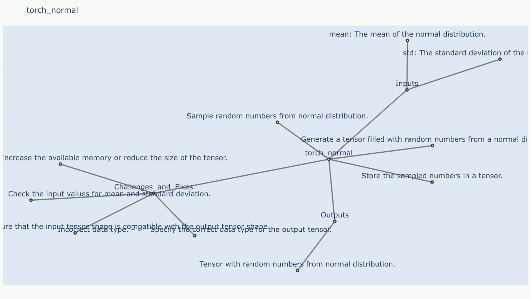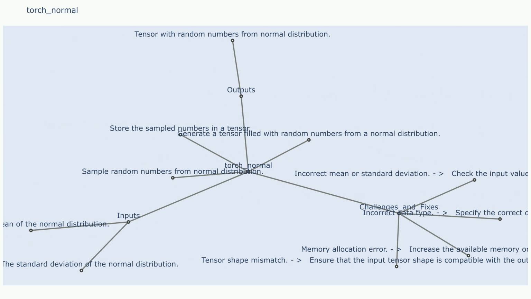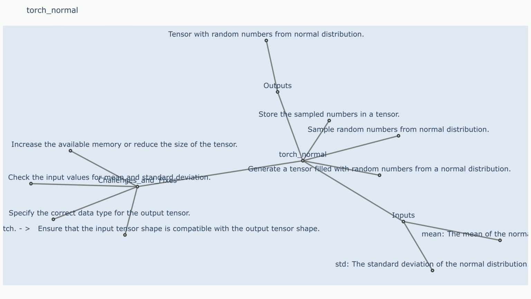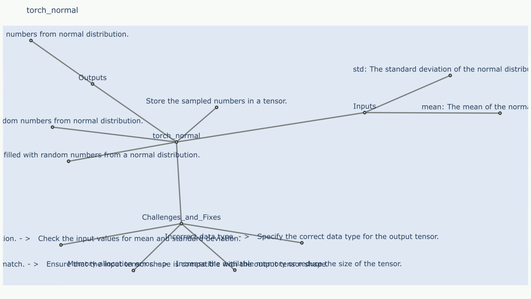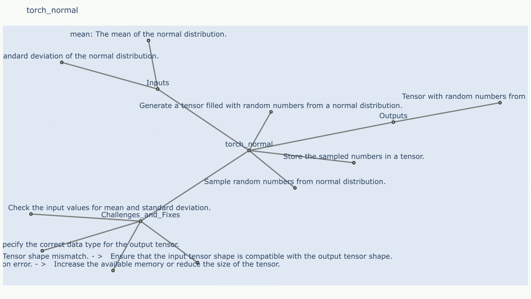Outputs. Output: a tensor containing the randomly generated values drawn from the normal distribution. The shape of the output tensor matches the shape of the input mean tensor. Steps. Define the desired mean and standard deviation for the normal distribution. Call torch.normal with the mean and standard deviation as arguments. The function returns a tensor with randomly generated values from the specified normal distribution.